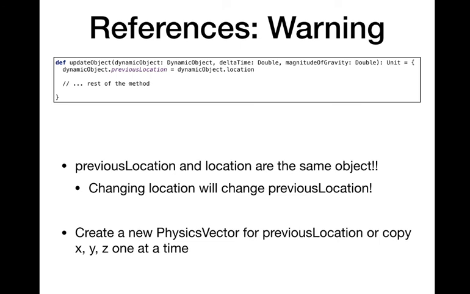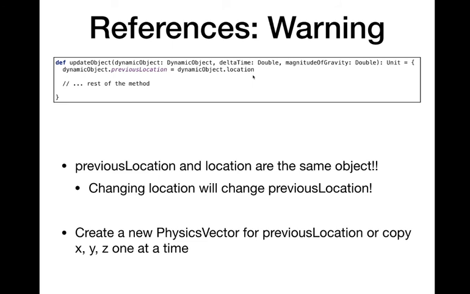We will talk about references quite a bit. Here's your second reminder of references. For the homework, and I have this warning in the homework description too, if you're calling update object, you have to store that previous location. That's the first thing you do when this is called. If you're doing dynamic object, or whatever you name this parameter, dot previous location equals dynamic object dot location, well, you just assigned previous location by reference.